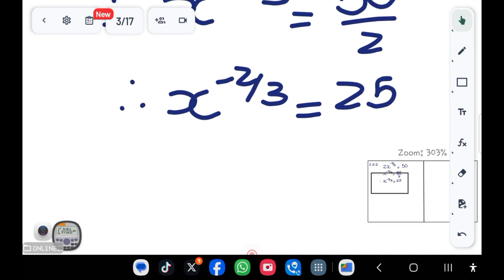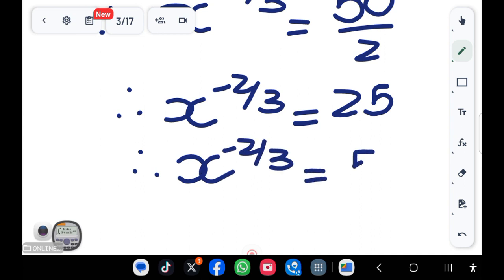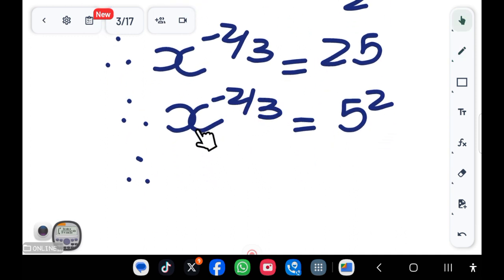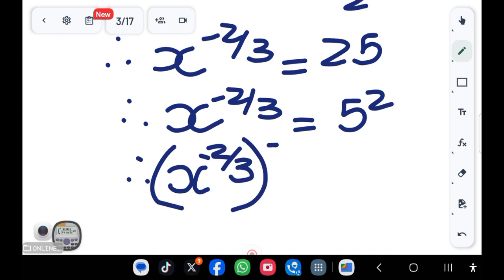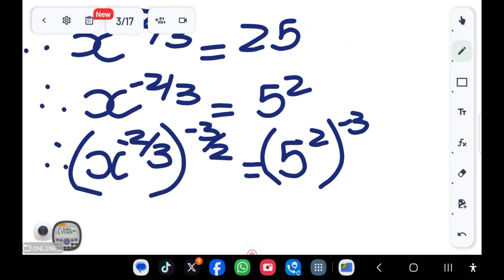25 can be written as 5 squared. Don't have to for now, but we can do that. Now what you do is you raise the left hand side to the power of the reciprocal. That's how we change that into x. You raise that to the power of the negative reciprocal, because the goal is to leave us with x to the power of 1. Negative 3 over 2.